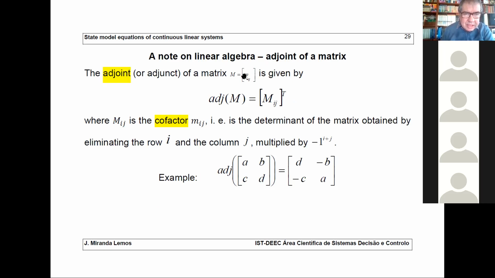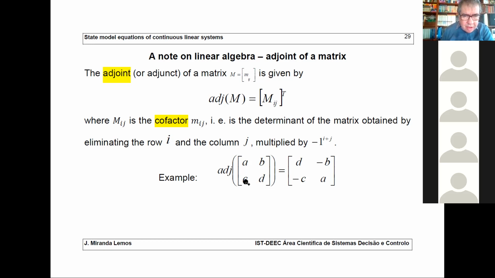Suppose that you have a matrix M with general element Mij, and the adjoint is the transpose of the cofactor matrix. What is the cofactor matrix? At each position ij, you delete the row i and the column j, and you compute the determinant. And you form this matrix, and then you transpose it, okay? This is the matrix of cofactors.